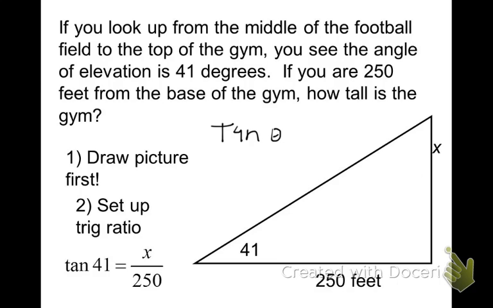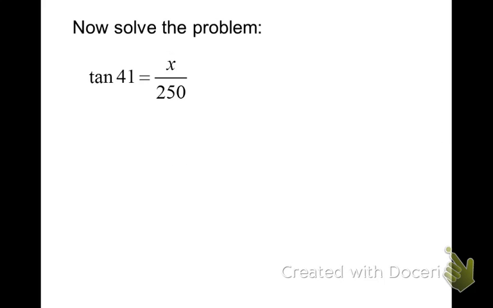So the tangent of the angle is going to be equal to the opposite over the adjacent. So we say the tangent of the angle, which is 41, is equal to the opposite, x, over the adjacent, 250. So now we're ready for the calculator. The tangent of 41 equals x over 250.